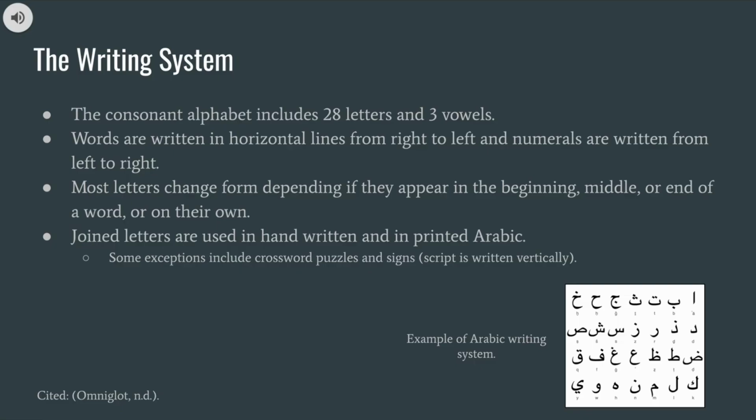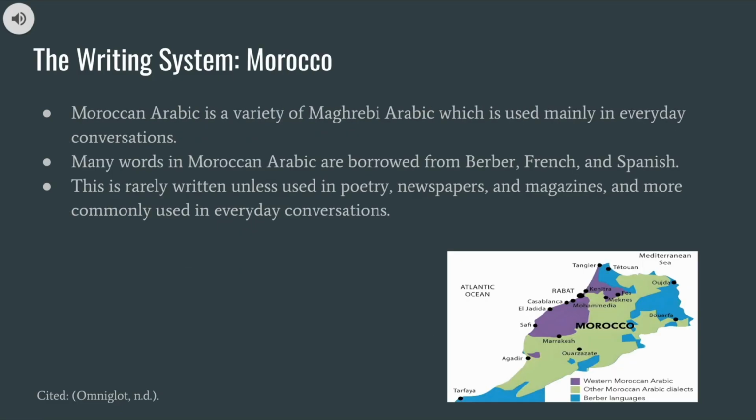The writing system for Morocco is slightly similar to Modern Standard Arabic, but it differs vastly. Moroccan Arabic uses a variety of Maghrebi Arabic for everyday conversations. Most words are borrowed from Berber, French, and Spanish. Moroccan Arabic is used rarely in writing, but is used more for poetry, newspapers, magazines, and for everyday conversations.